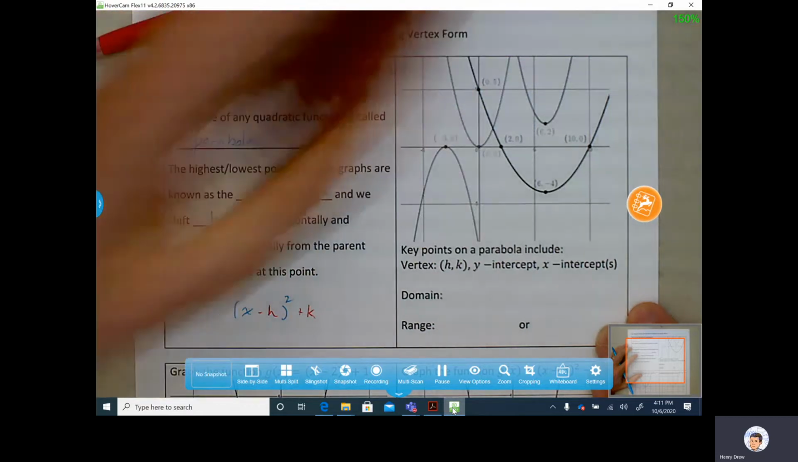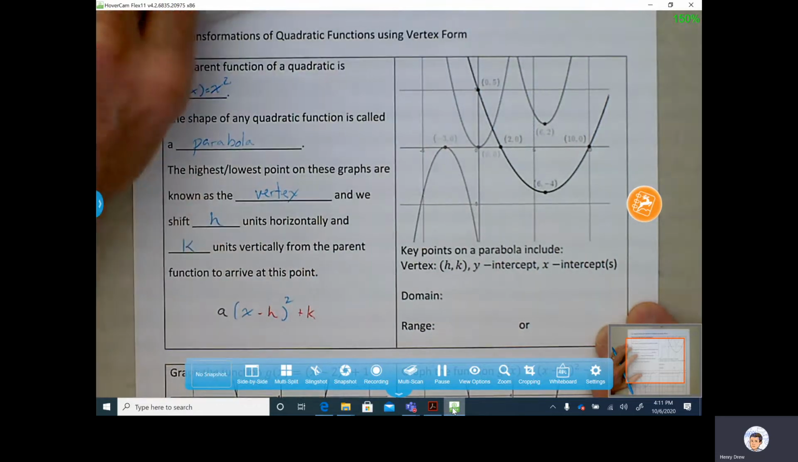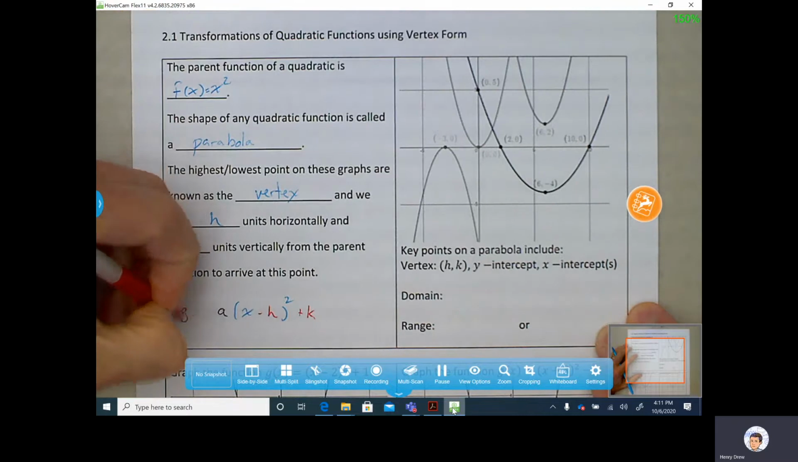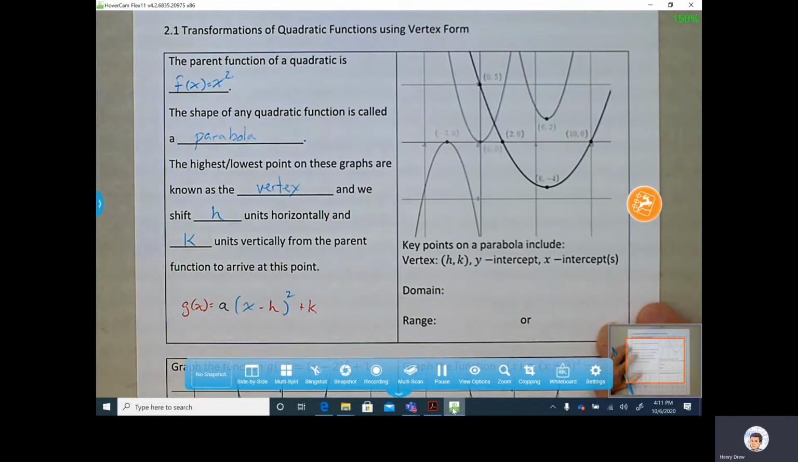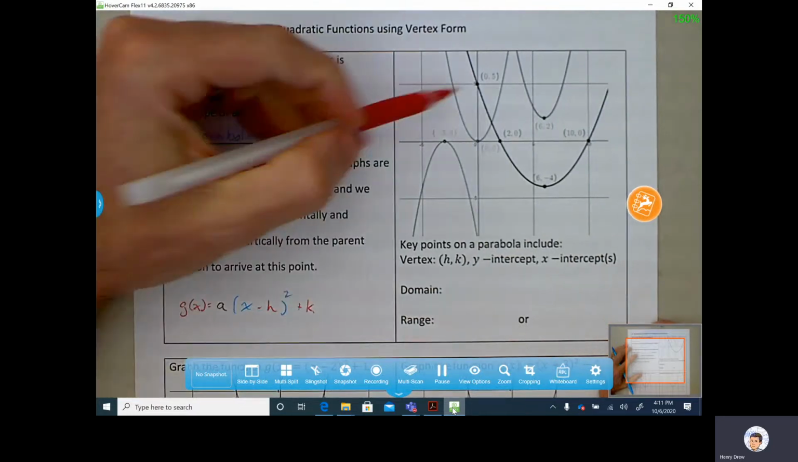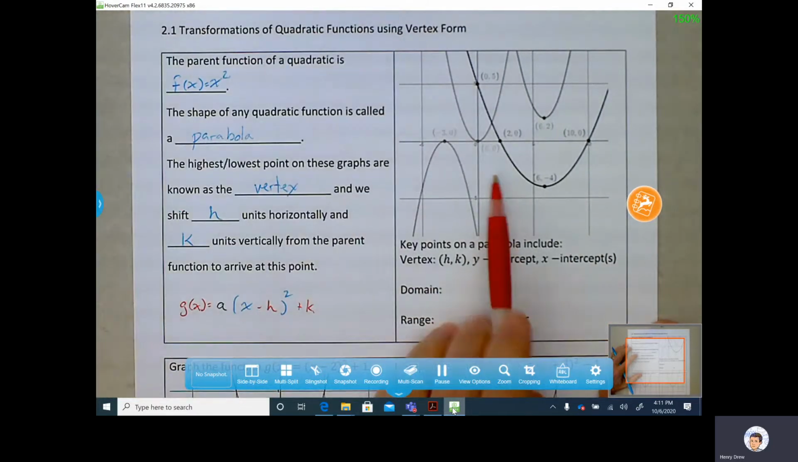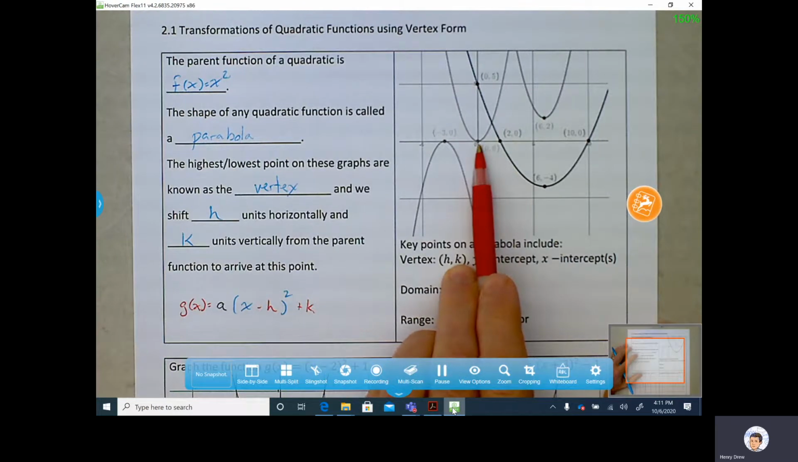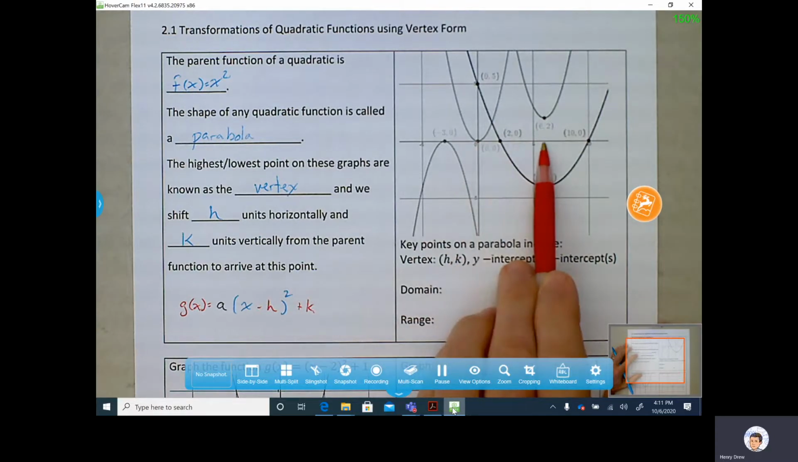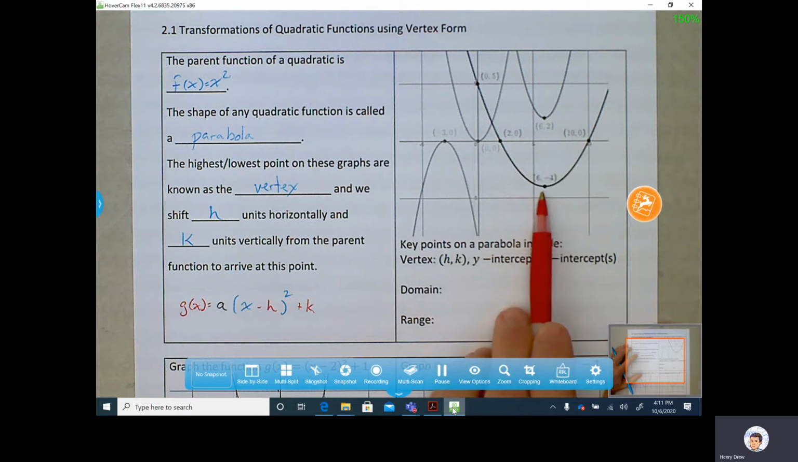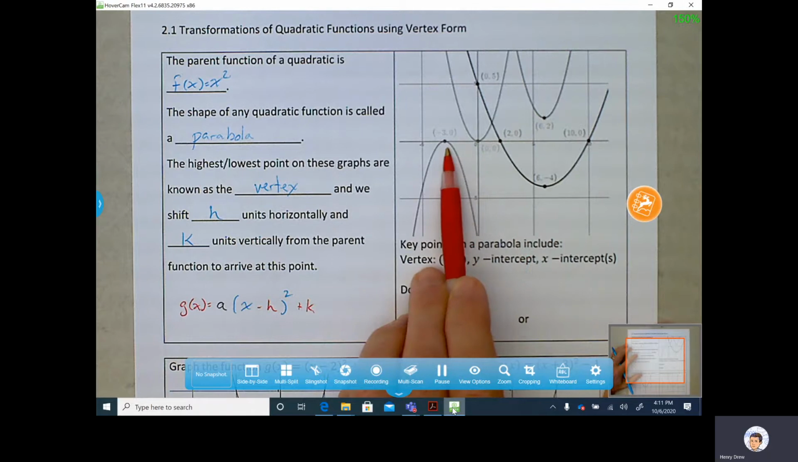We can also talk about the amplitude, which is going to have a vertical stretch, shrink, or reflection. When we look at these 4 examples over here, we can see that from the origin, the vertex at the origin 0, 0, to come to this function, we had to shift 6 units to the right and 2 units up. So h is 6 and k is 2. H is 6 and k is -4. And h is -3, k is 0.